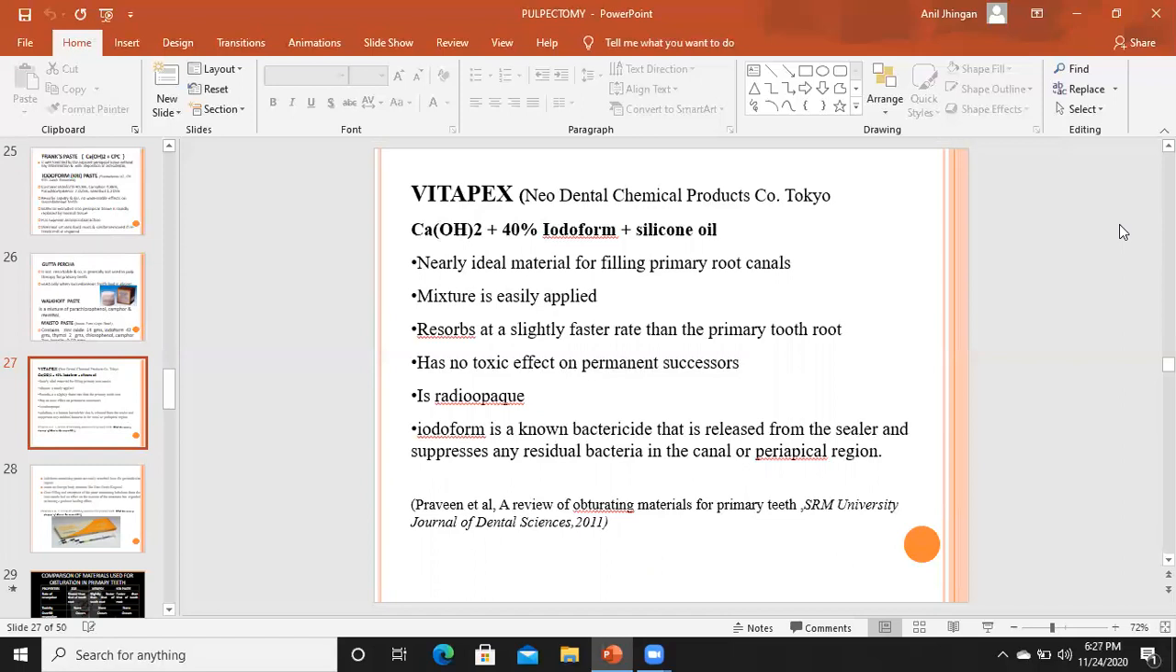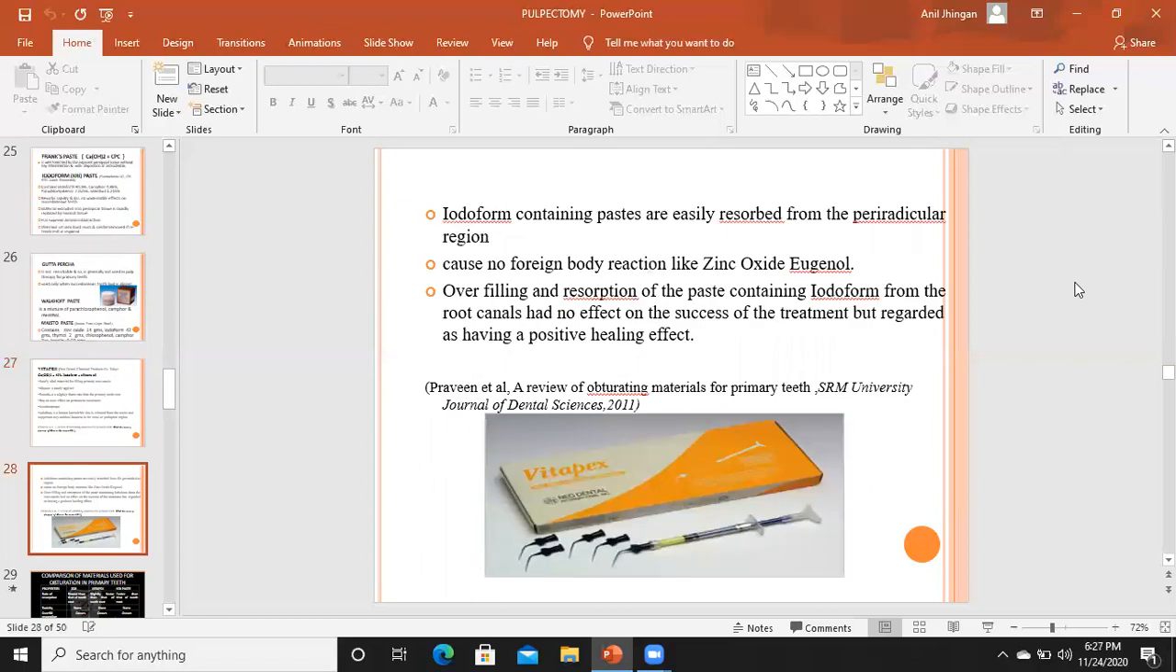Iodoform is a known bactericide that is released from the sealer and suppresses any residual bacteria in the canal or periapical region. Iodoform containing pastes are easily resorbed from the periapical region, thus causing no foreign body reactions. Overfilling and resorption of the paste containing iodoform from the root canals had no effect on the success of the treatment, but was regarded as having a positive healing effect.